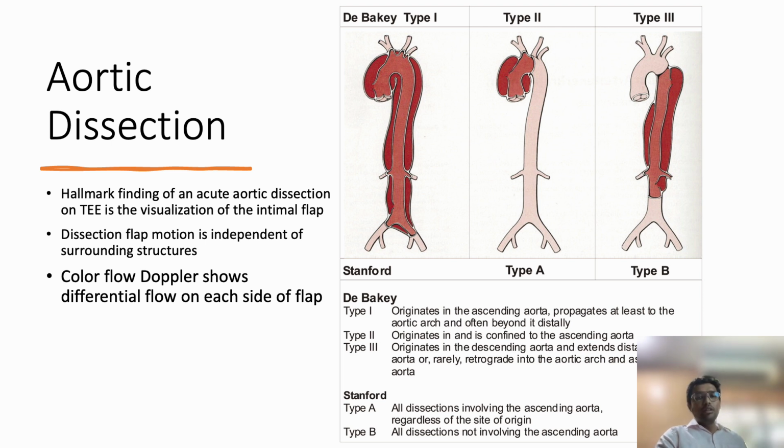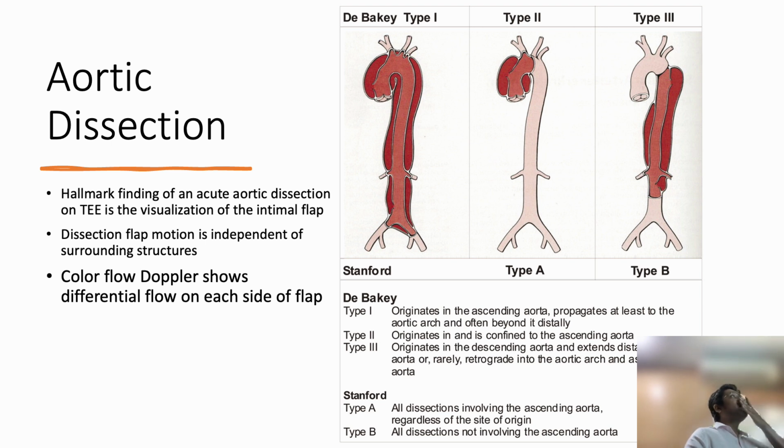simple to remember. Stanford type A means your ascending aorta is involved. Stanford type B is ascending aorta is not involved. That's all. And in the DeBakey, type 1 originates in the ascending aorta and propagates through at least the aortic arch and often beyond distally. Type 2 is confined only to the ascending aorta, and type 3 is where only the descending aorta is involved.